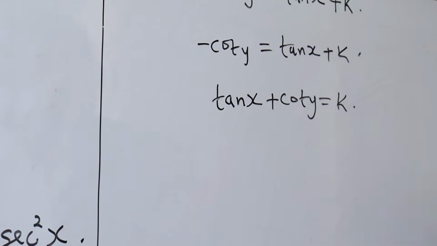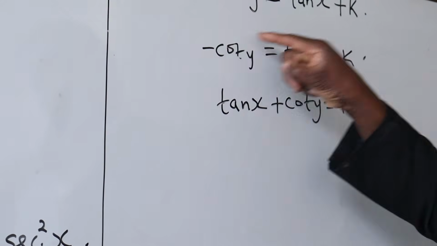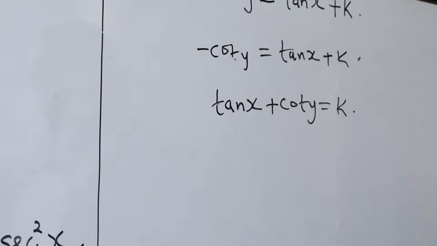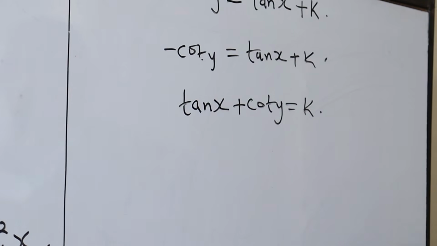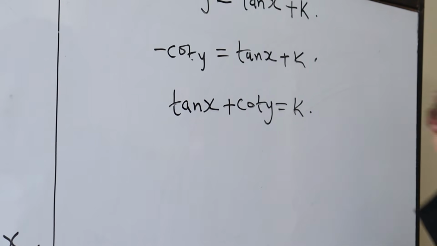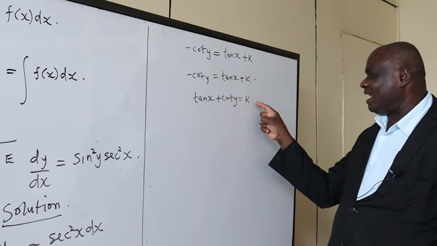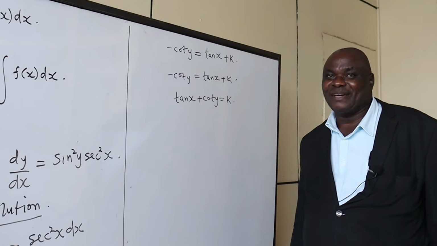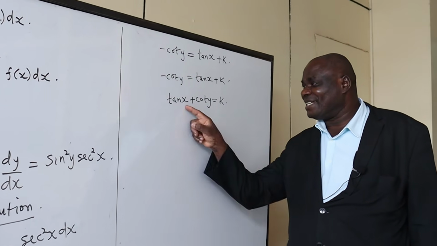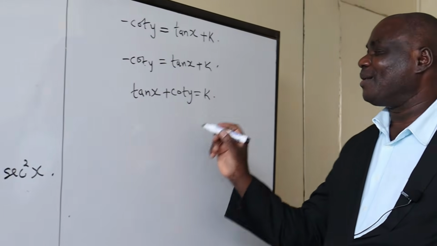It is equal to k because if we take this one here and move k to the other side, k will be minus k. But because we still don't know the value of k, we can presume the value is maintained as just another constant. Hence we use the same k. That's why we have tan x plus cot y being equal to k.